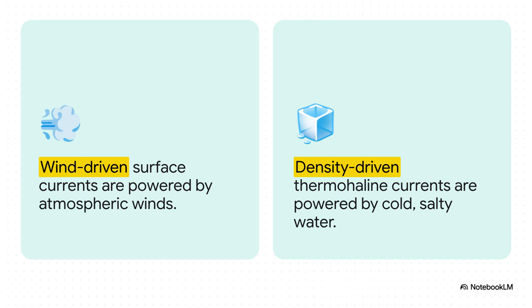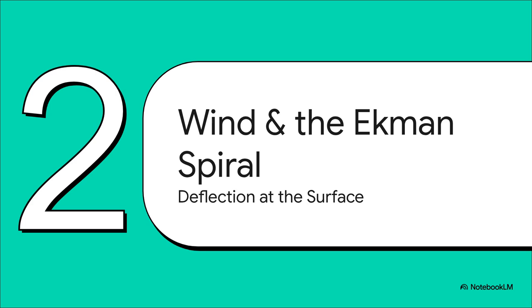Now, because water is 1,000 times denser than air, it carries incredible momentum. The wind gets those surface currents whipping along, but deep down we have what's called thermohaline circulation. This is driven by tiny, minute changes in temperature and salinity, creating this incredibly slow, powerful movement right across the seafloor. Okay, moving on to part two, wind and the Ekman spiral.